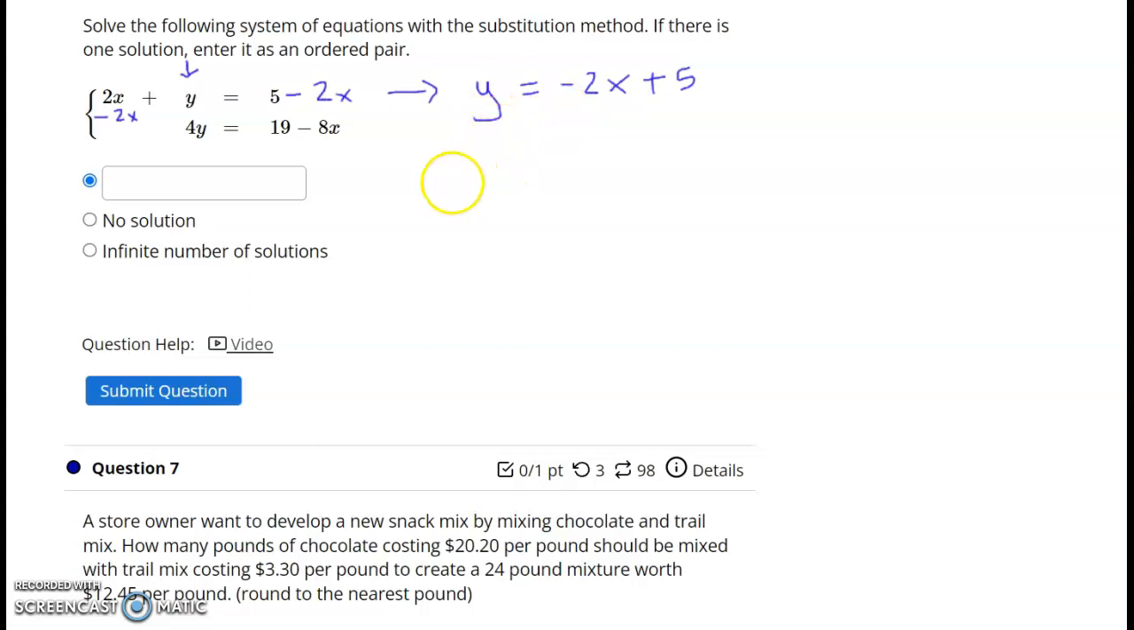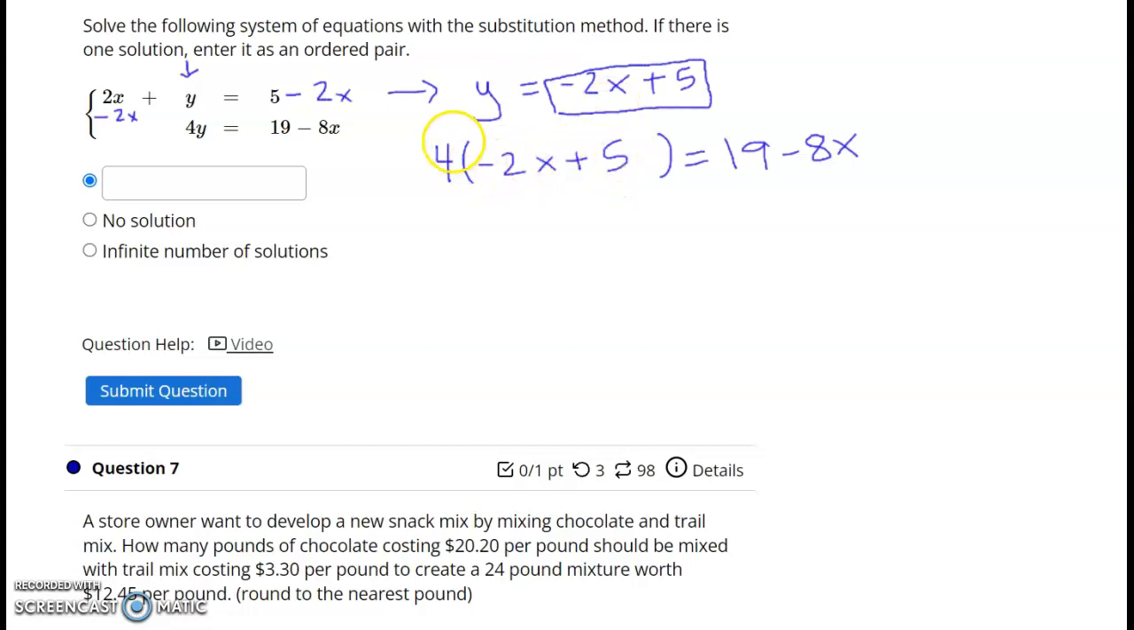Okay, now that we have this, we're going to substitute for y in the other equation. We're going to put this in place of y in equation number 2. So I'm going to write the equation out. Where the y is, I'm just going to have parentheses, equals 19 minus 8x. So we're going to put negative 2x plus 5 here in place of y. And now let's just distribute and simplify. So 4 times negative 2x, we get negative 8x, plus 4 times 5 is 20, equals 19 minus 8x.